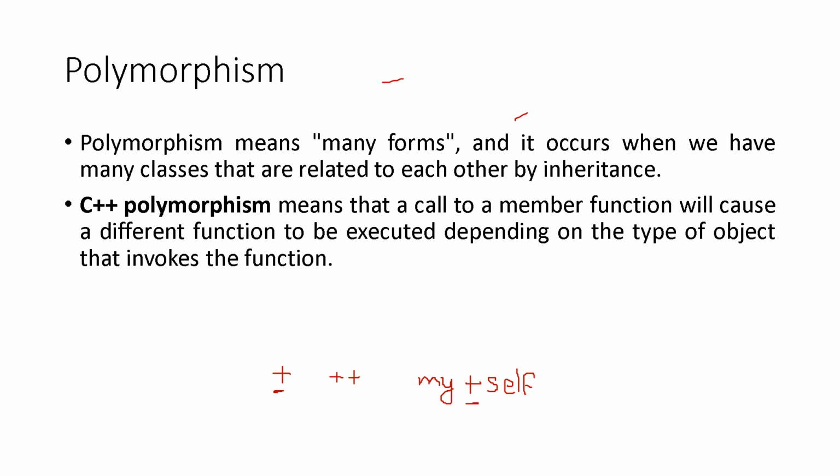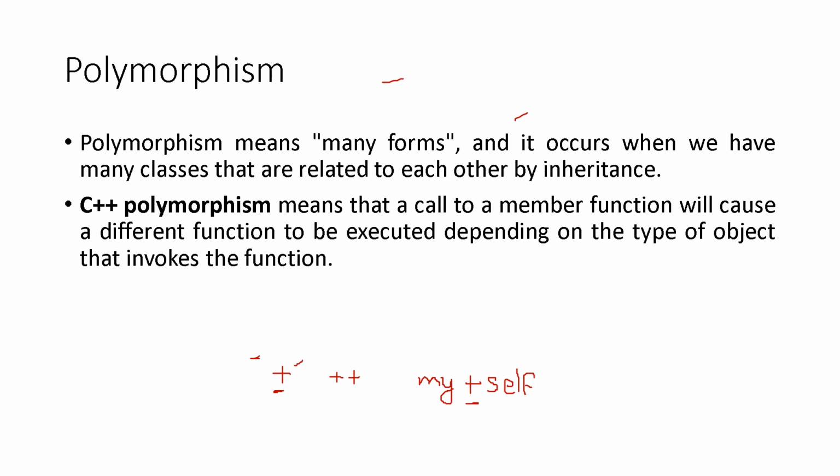See the difference? That is, plus is having different uses now. So that is what polymorphism means, many forms, and it occurs when we have many classes that are related to each other by inheritance. C++ polymorphism means that a call to a member function will cause a different function to be executed depending on the type of object that invokes the function.